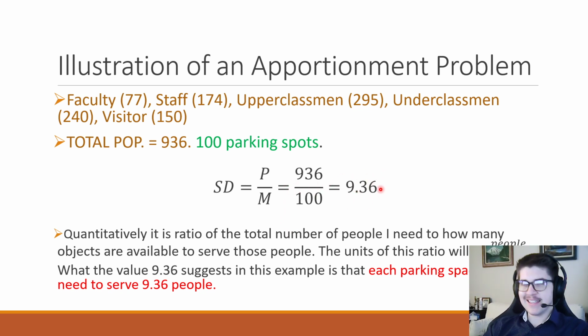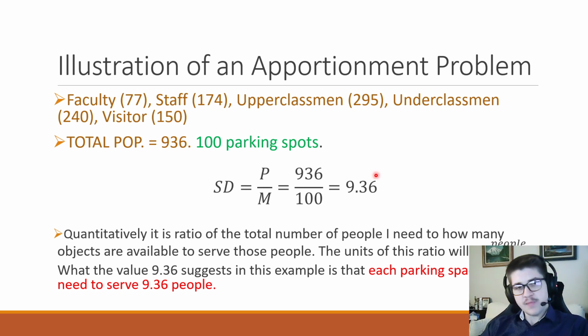And basically, like in the case of the parking space conundrum, the standard divisor came out to be 9.36. And so really what this is saying is I have this much too many people corresponding to the objects which I'm trying to give out. So I kind of think of this as for each parking space that's supposed to provide a parking space for 9.36 people. Obviously that's impossible because you can't fit 9.36 people in a parking space.